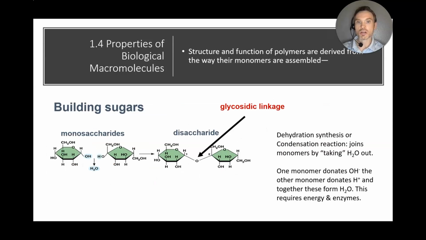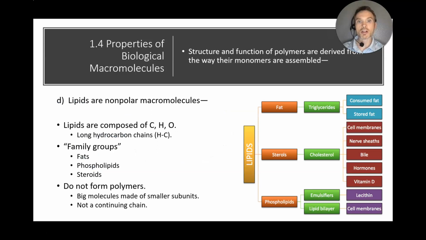In order to build disaccharides, we undergo a dehydration synthesis reaction. Similar to the other reactions that we just spoke about, these include the liberation of water. So once again, this is a dehydration synthesis reaction. Water is removed between the two monomers in a disaccharide molecule. In sugars, we call this a glycosidic linkage. The final macromolecule are lipids. Lipids are nonpolar macromolecules.